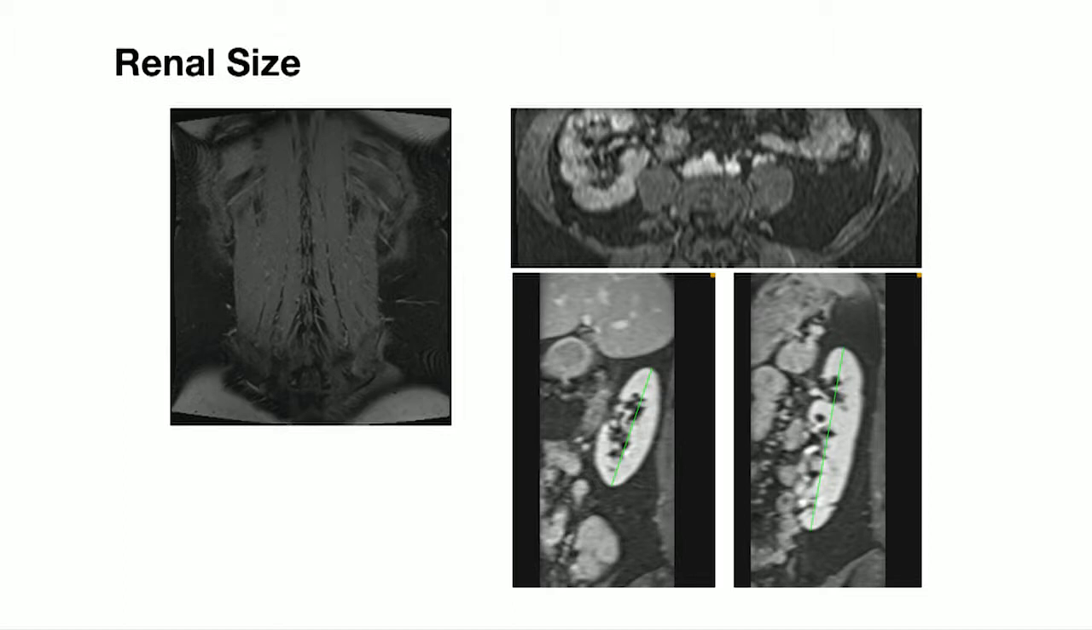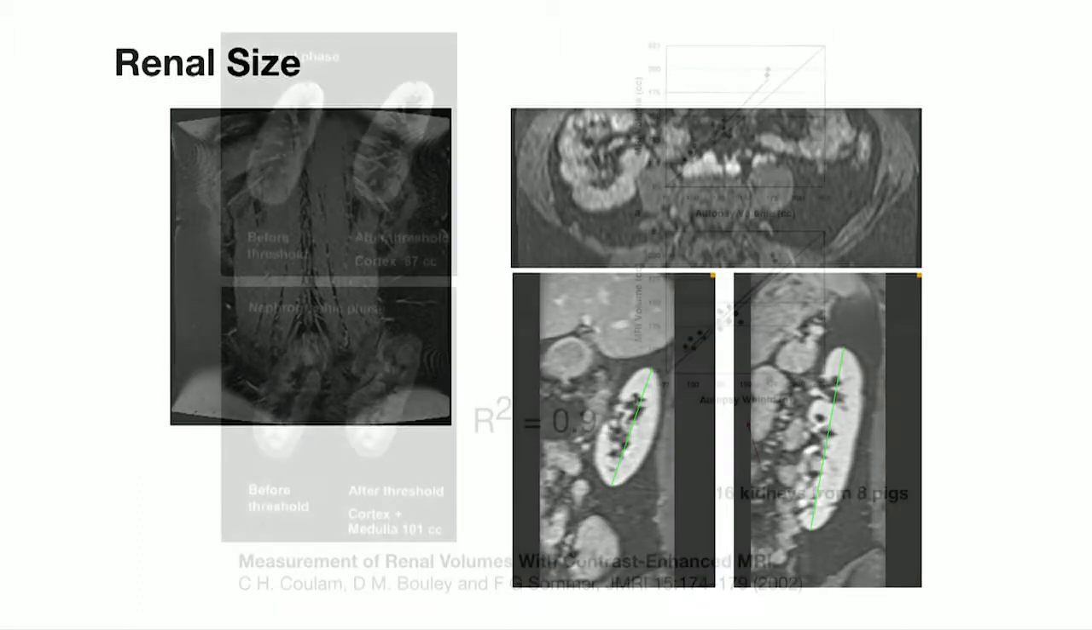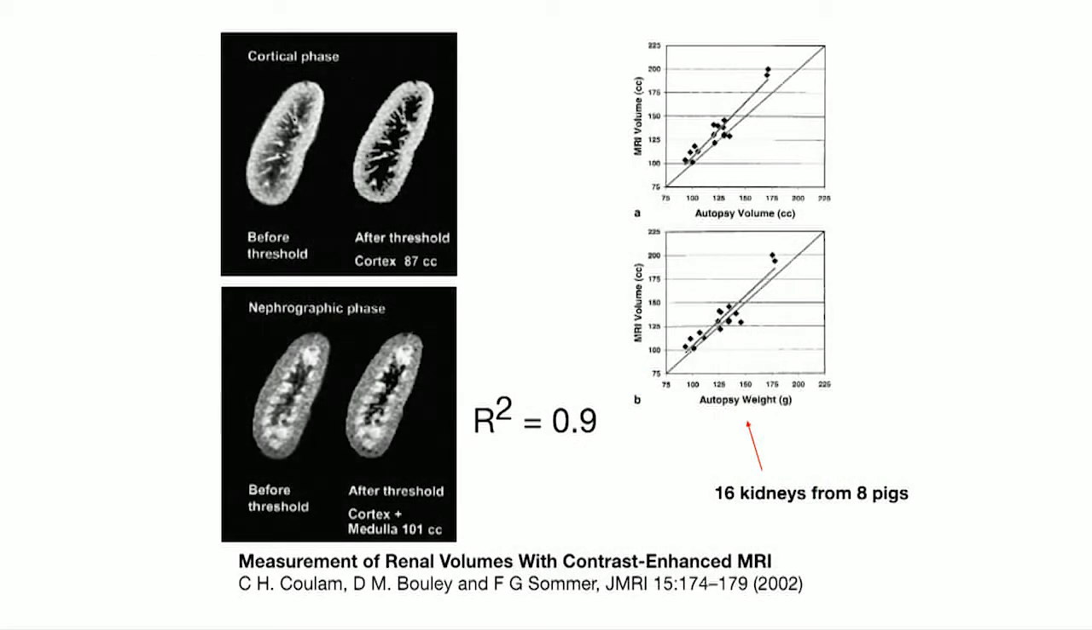So does renal size on MRI actually mean anything? Are we accurate with renal size on MRI? Well, here's some work that shows that we are quite accurate. This is in pigs. This was published back in JMRI back in 2002, where we took the size of kidneys on MRI from living pigs. The pigs were then sacrificed, and we took the kidneys out and we measured how big they were, and we got a very nice straight correlation.